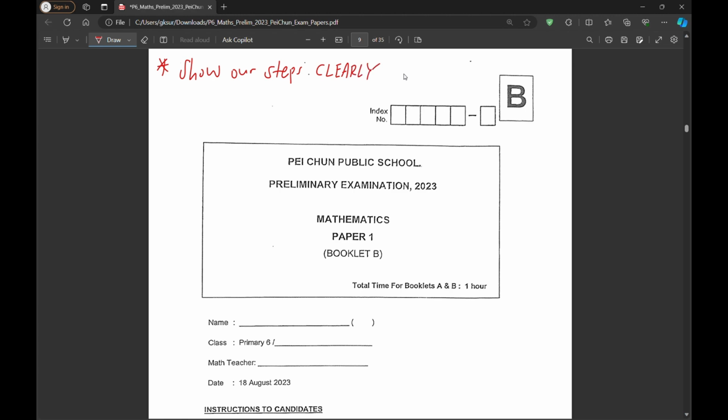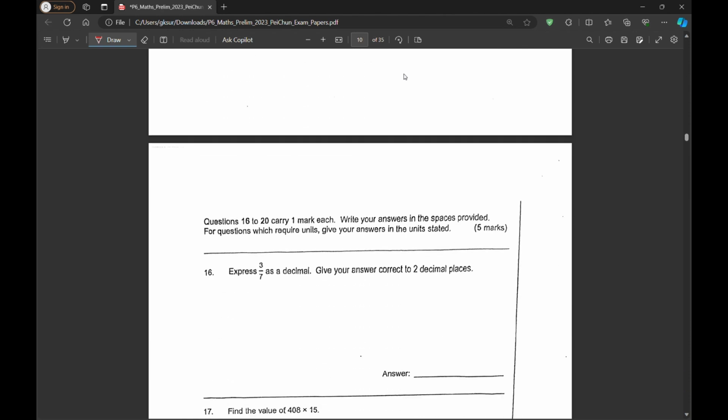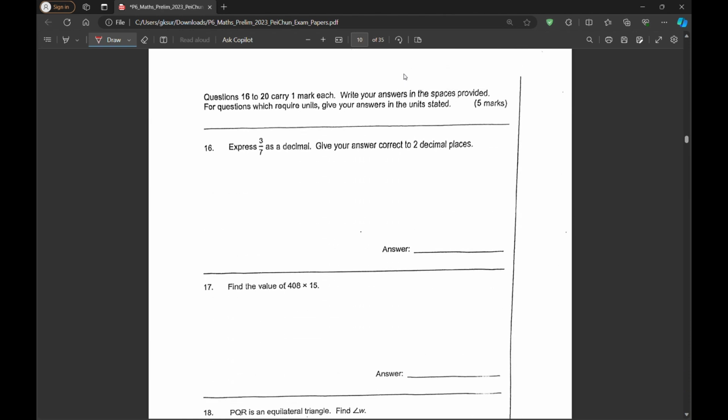Because it shows the marker you're working clearly, and it will also help us derive our answers faster and more accurately. Alright, so continuing to question 16, express 3/7 as a decimal. Give your answer correct to 2 decimal places.